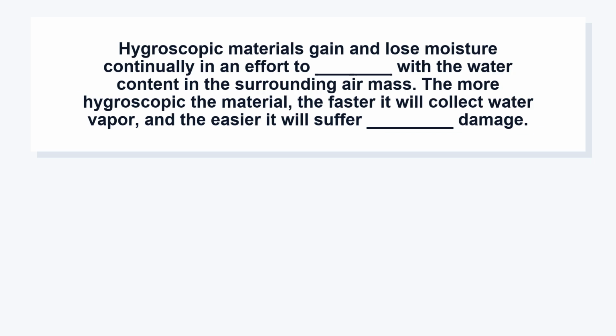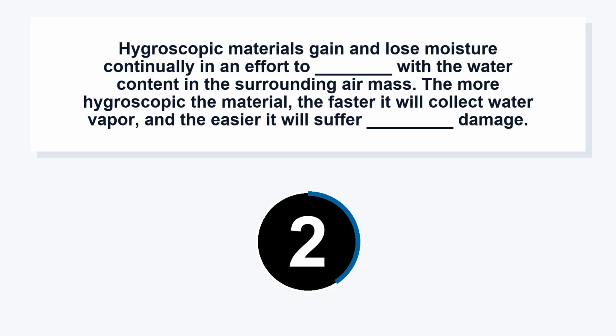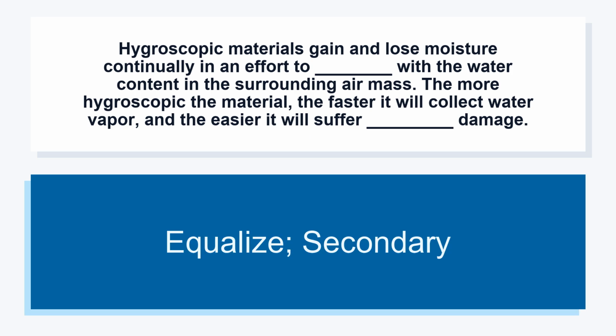Hygroscopic materials gain and lose moisture continually in an effort to equalize with the water content in the surrounding air mass. The more hygroscopic the material, the faster it will collect water vapor, and the easier it will suffer secondary damage. Equalized, secondary.